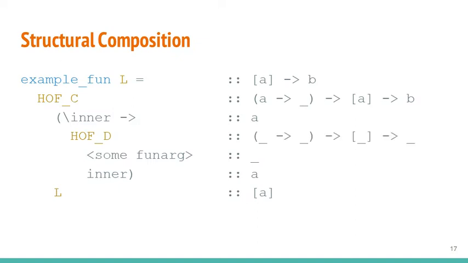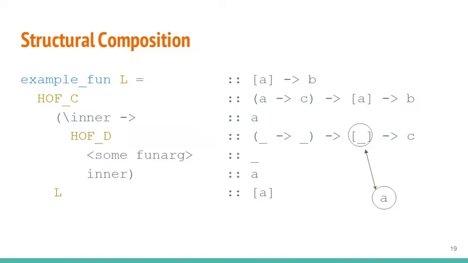Similar to before, we can constrain the types based on the output argument, which here must be the same as the funarg for HOFC, so let's do that. We can also constrain the types based on the input argument, which is inner and has type A. Now I would love to put that straight in, but then I lose the fact that this must be a list.